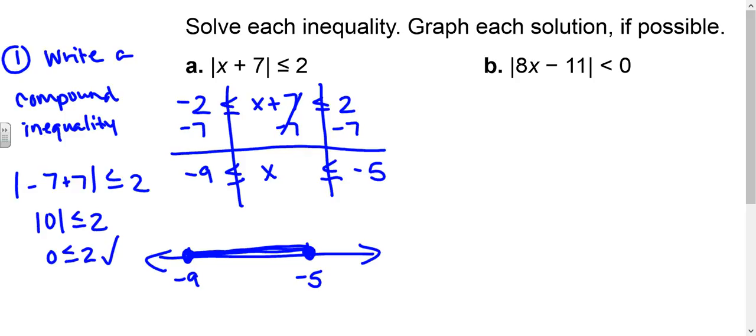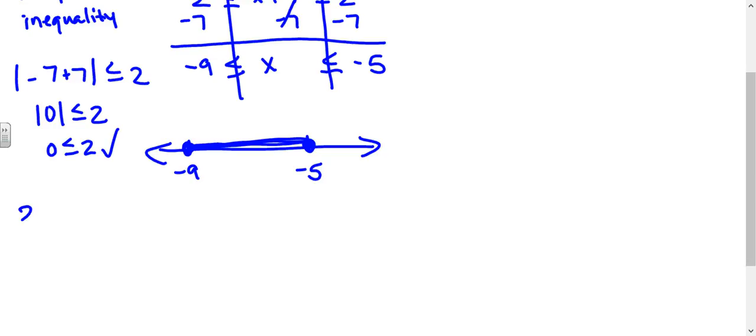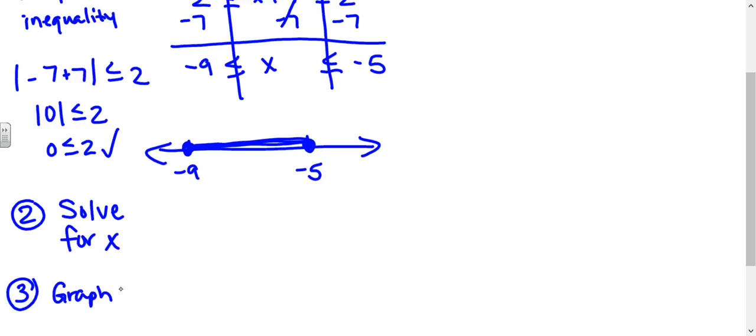So if we want to list out our steps, the first step was to write a compound inequality. The second thing we did was solve for x. So number 2, if you want to write these down, was solve for x. And then number 3 was graph and check the solution.